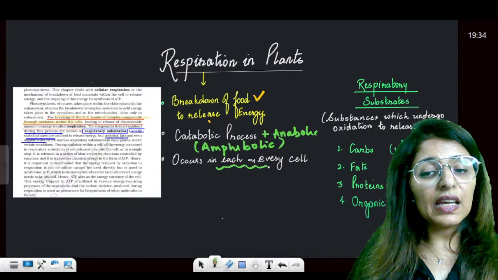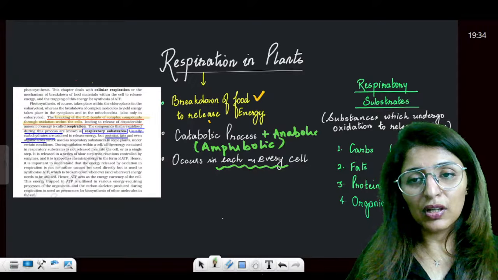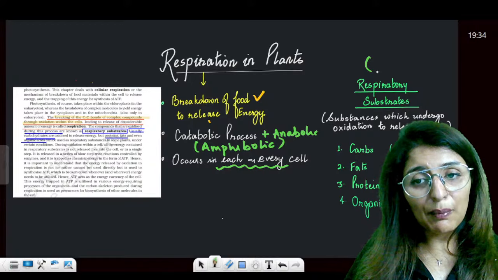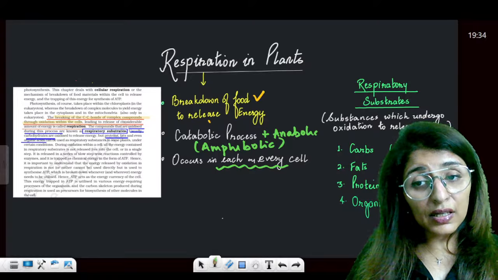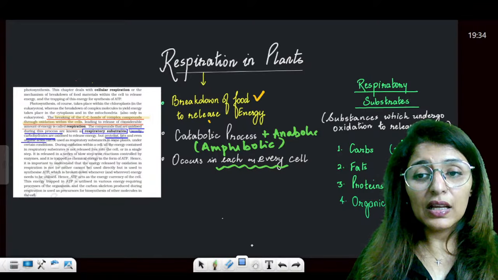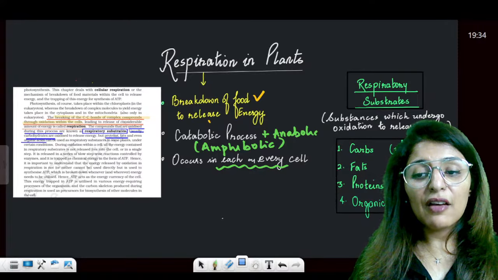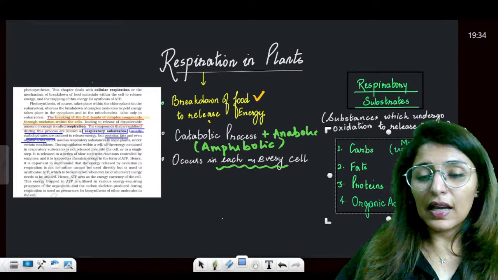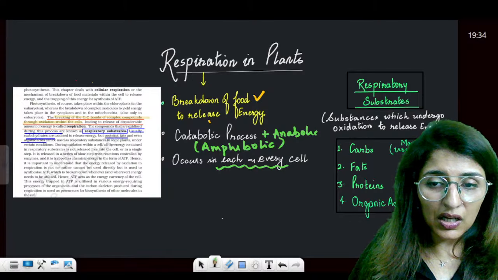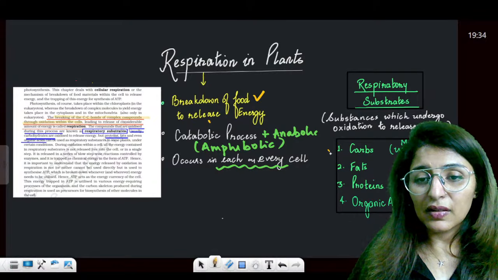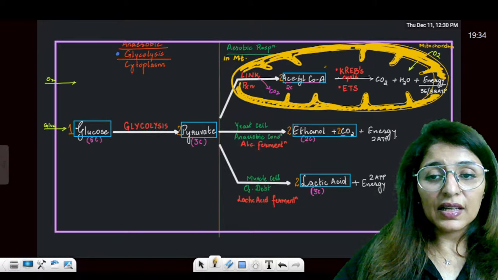It occurs in each and every cell because ATP has to be produced by each and every cell on its own. Now, the fuel used, the substances that we use to produce energy, are known as respiratory substances, which happen to be carbohydrates, fats, proteins, and organic acids. But the most usually used substrate is, of course, carbohydrate. Clear? All these points are PYQs.